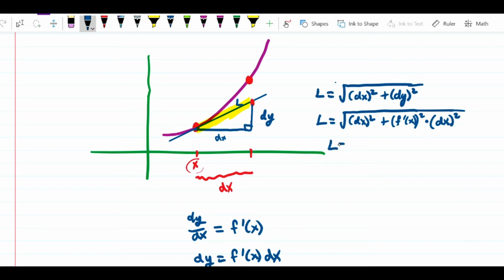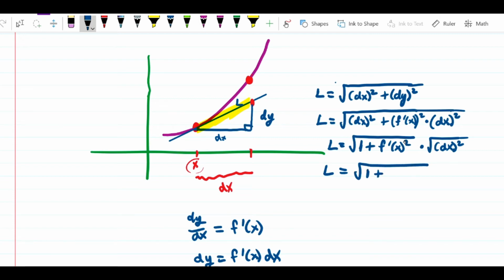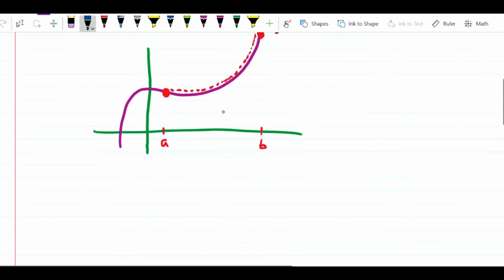So this is going to become L equals the square root of 1 plus f prime of x times the square root of dx squared. That's going to equal, once I simplify, 1 plus, sorry, there should have been a squared there, 1 plus f prime of x squared dx. So that's the length of this hypotenuse. The thing is, we're not interested in just one hypotenuse.